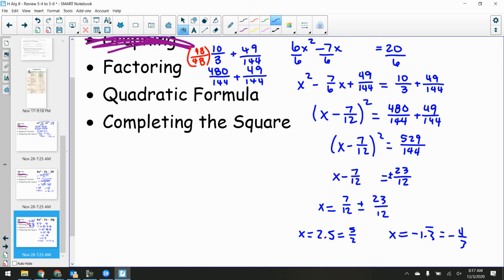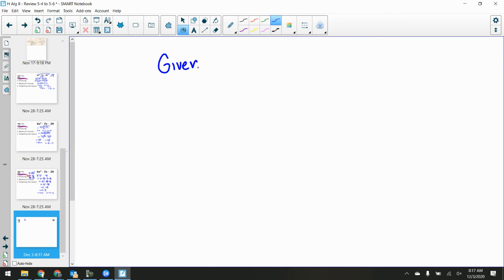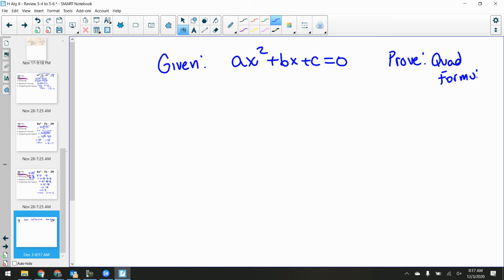Does that make sense? So on the back of this page, I would write for yourself, given ax squared plus bx plus c equals 0, prove the quadratic formula. Okay. I would do that again on the back of your test. All right, back of your practice. You've got the rest of the period to work on this. You got about 10 minutes. You can get started here.